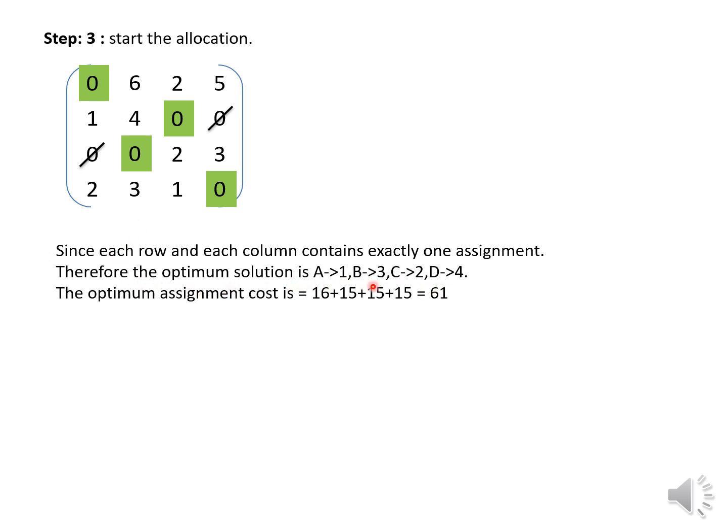So this is the assignment path: A to 1, B to 3, C to 2, and D to 4. Now we have to write the respective costs from the given problem. From A to 1 it is 16, B to 3 it is 15, C to 2 it is 15, and D to 4 it is 15. All such values are taken from the given problem itself. Now add up all the values and you get 61. So this is the optimum assignment cost. Thank you, students.